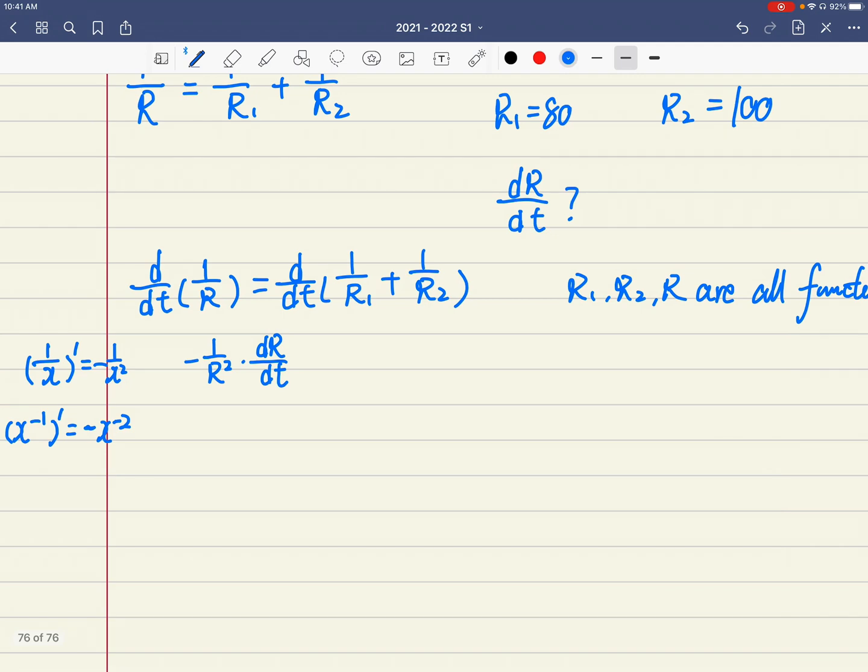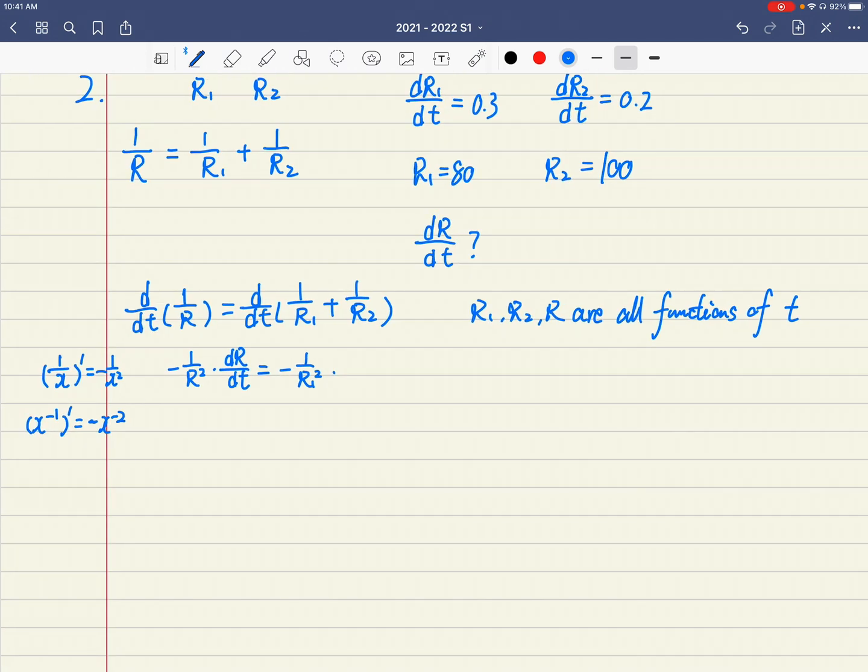dR over dt. And the right-hand side is the same. So for 1 over R1, the derivative is just negative 1 over R1 squared, times dR1 over dt, since R1 is a function of t. And same thing for 1 over R2 times dR2 over dt.